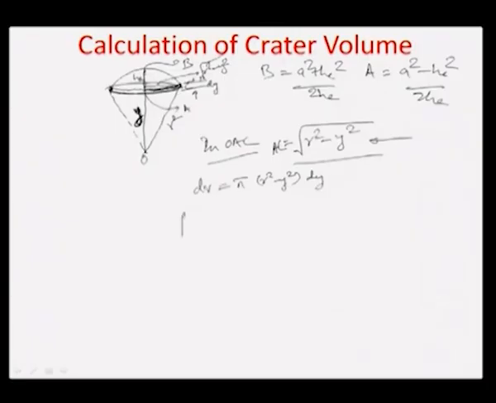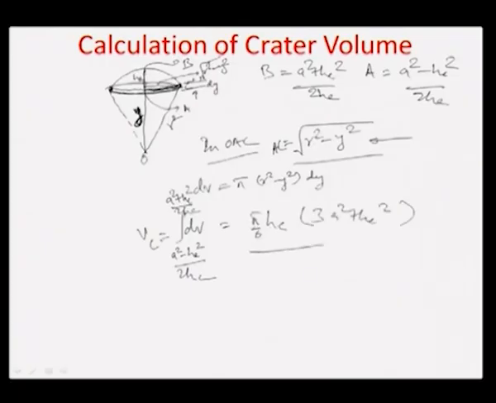And the integral of dV, particularly for the crater, is for r varying between point A, that is (a square minus Hc square) by twice Hc, to the point B, (a square plus Hc square) by twice Hc, of dV. So this comes out to be pi by 6 Hc (3a square plus Hc square) centimeter cube. So we obtain that the amount of crater volume in this particular case comes out to be equal to pi by 6 Hc (3a square plus Hc square).